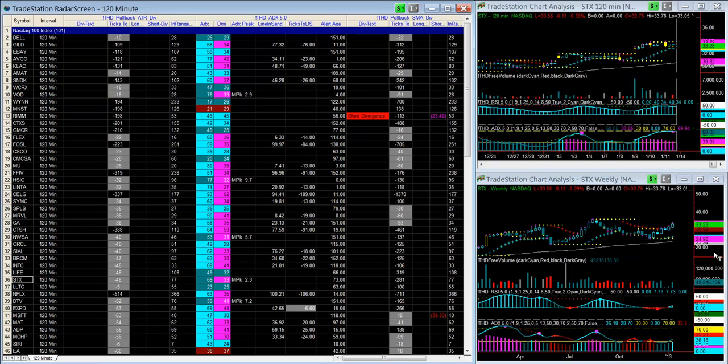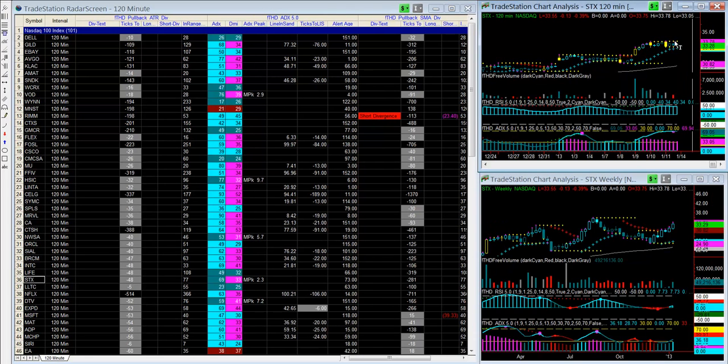STX. Okay, we are getting the pullback right now. You see the magenta dot has appeared. The weekly is just starting to trend. So I would be inclined to actually wait this one out because of that magenta dot there.